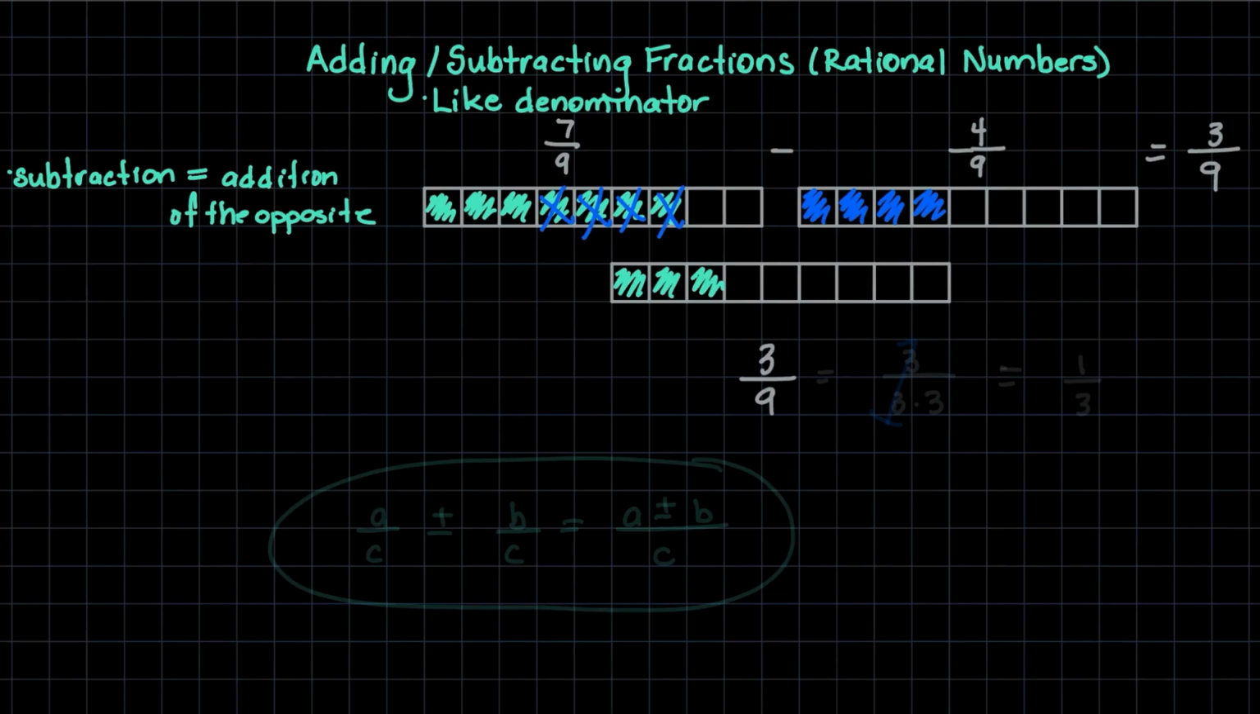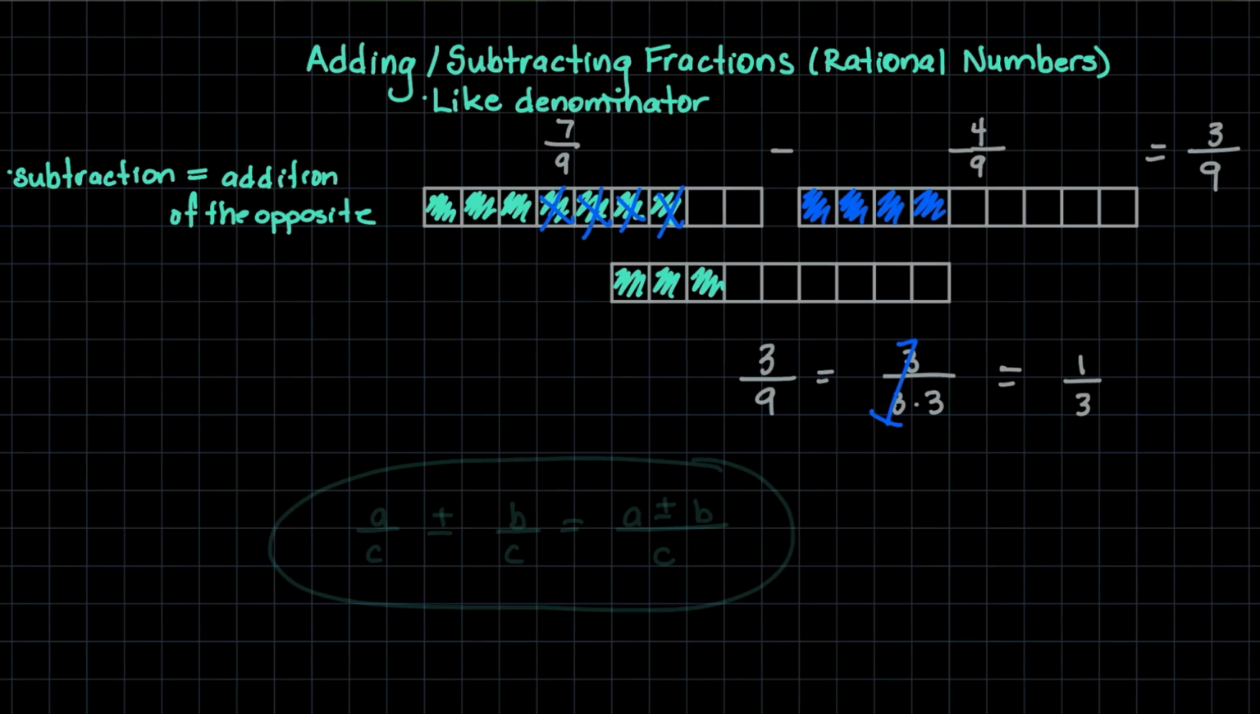3 out of 9 is not simplified because 9 can be rewritten as 3 times 3. And I have a 3 in the numerator and a 3 in the denominator. That simplifies to 1. So I'm left with 1 out of 3.